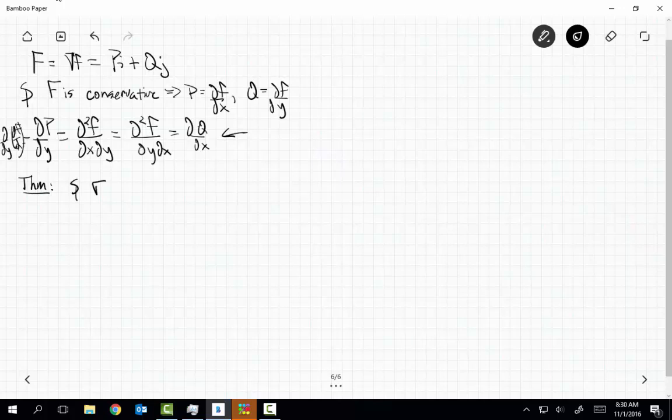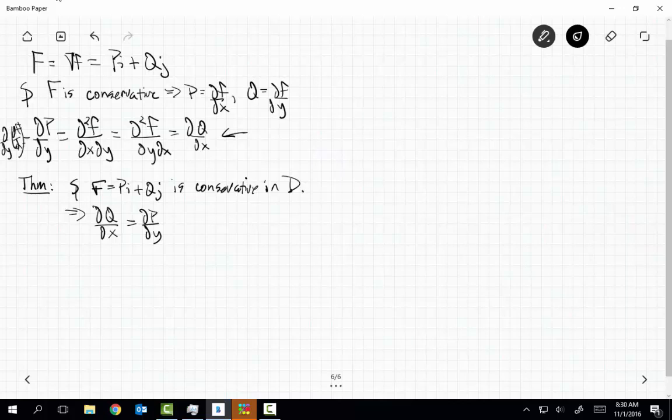So suppose F equals Pi plus Qj, and let's say that this thing is conservative, and I should just start shorthanding that, conservative in D. This implies that the partial of Q with respect to x is equal to the partial of P with respect to y. If it's conservative, then this has to be true.